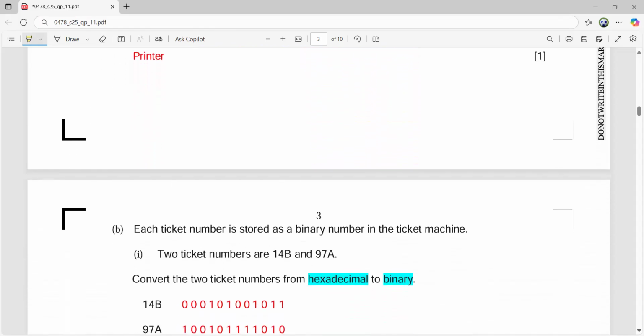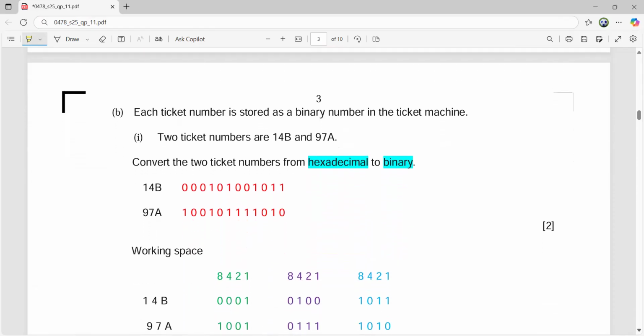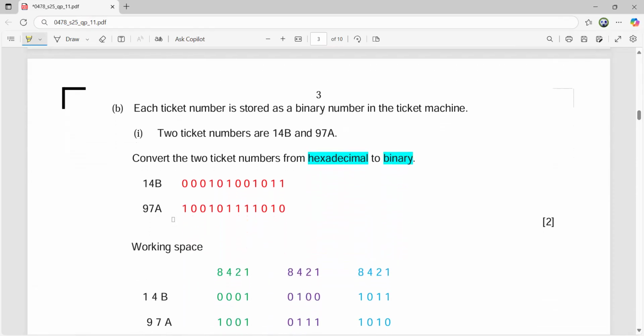Now, part B, each ticket number is stored as a binary number in the ticket machine. 2 ticket numbers are 14B and 97A. Convert the 2 ticket numbers from hexadecimal to binary. Now, it is such an important thing. You need to be cautious about it. Hexadecimal to binary conversion means that each value will be converted into a combination of 4 bits or a nibble.